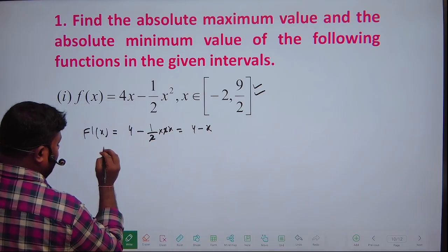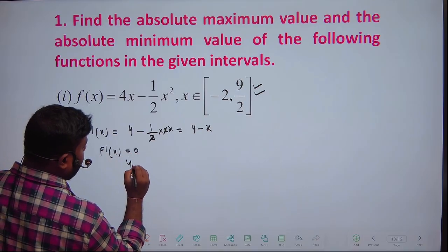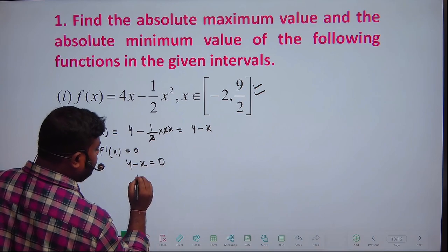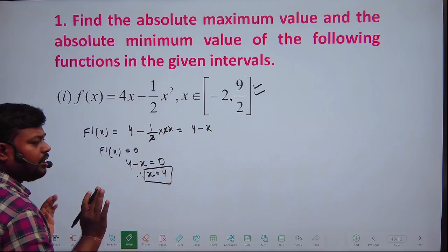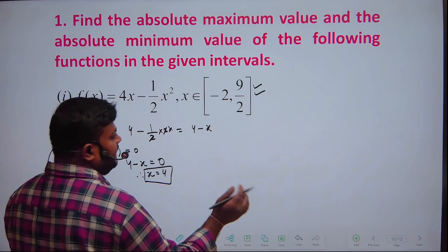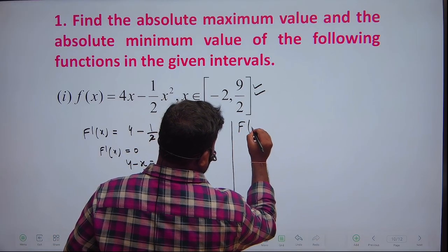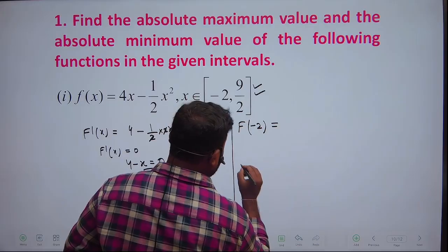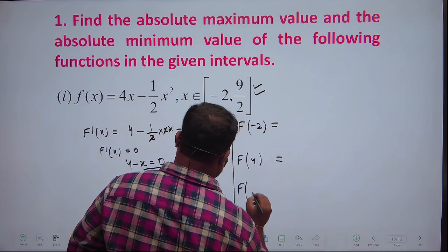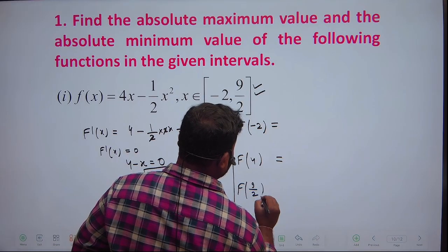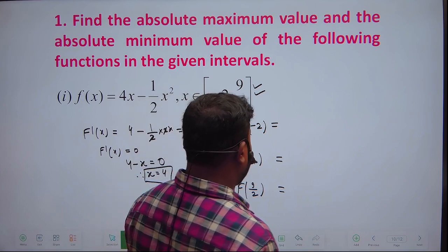Then what we have to do? f dash x equals 0. That is, 4 minus x equals 0. Therefore, x equals 4. So this is our critical point, only one critical point. Then the next step, just put the values: f of negative 2, find this value, f of 4, find this value, and f of 9 over 2. Just find these values, and you can compare which value is the minimum and which is the maximum.